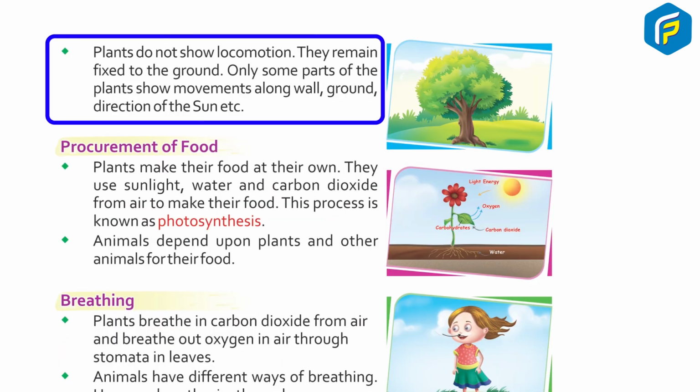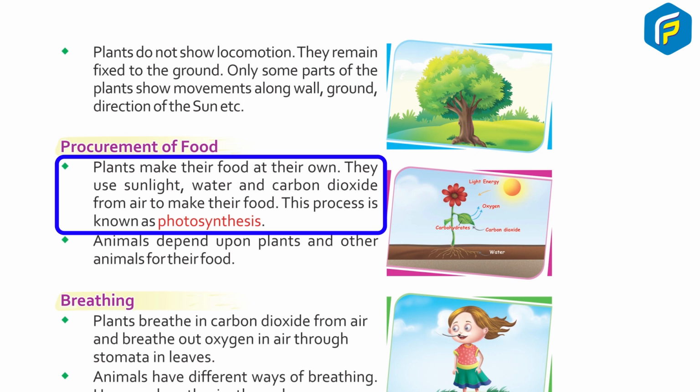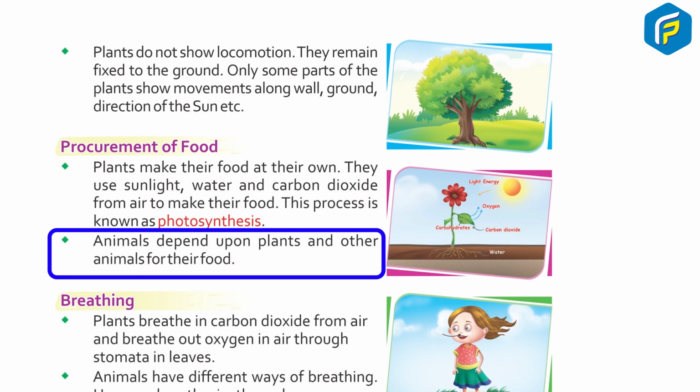Plants do not show locomotion. They remain fixed to the ground. Only some parts of the plant show movements towards water, ground, and the direction of the sun, etc. Procurement of food. Plants make their food on their own. They use sunlight, water, and carbon dioxide from air to make their food. This process is known as photosynthesis. Animals depend upon plants and other animals for their food.